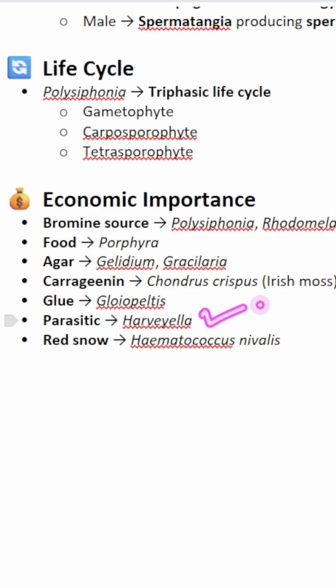The parasitic red algae is called Harveyella. Red snow is caused by Haematococcus nivalis. And like the green algae Cephaleuros, red algae also have a parasitic form, called Harveyella. So these are the different general characters and descriptions of the red algae.